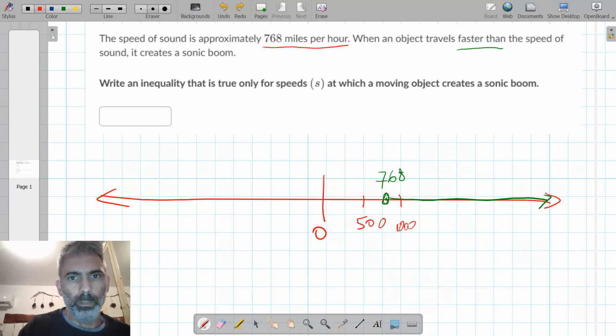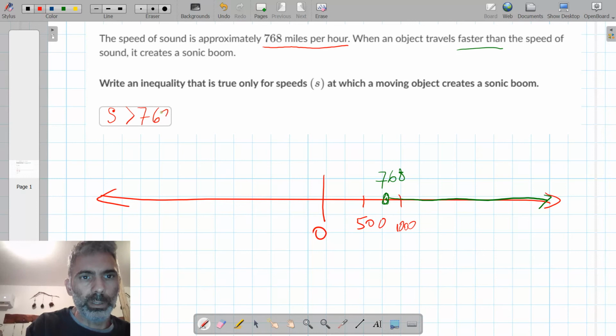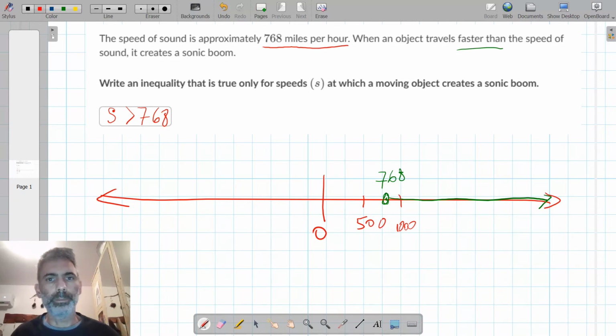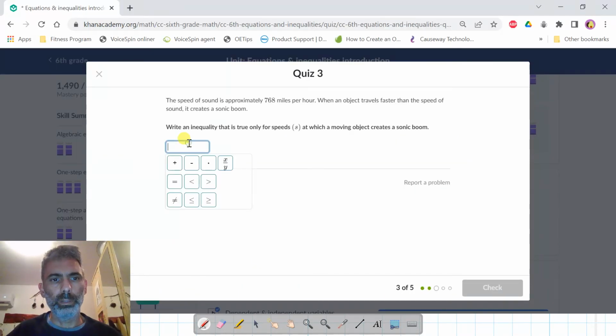Okay. So the variable that we are using is the letter s, lowercase s, needs to be greater than 768. You see here the variable that we need to use. Okay. s needs to be greater than 768.